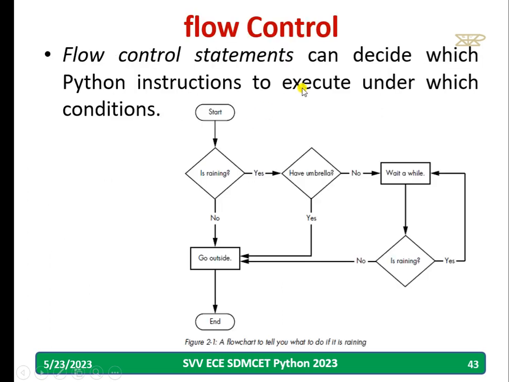Flow control statements can decide which Python instruction to execute. For example, a real time example is given in this. If it is raining, check it. If it is no, go outside. If it is yes, raining, if you have an umbrella, you go out. Otherwise, wait. And if raining has stopped, you can go out. Otherwise, again, wait for some time.